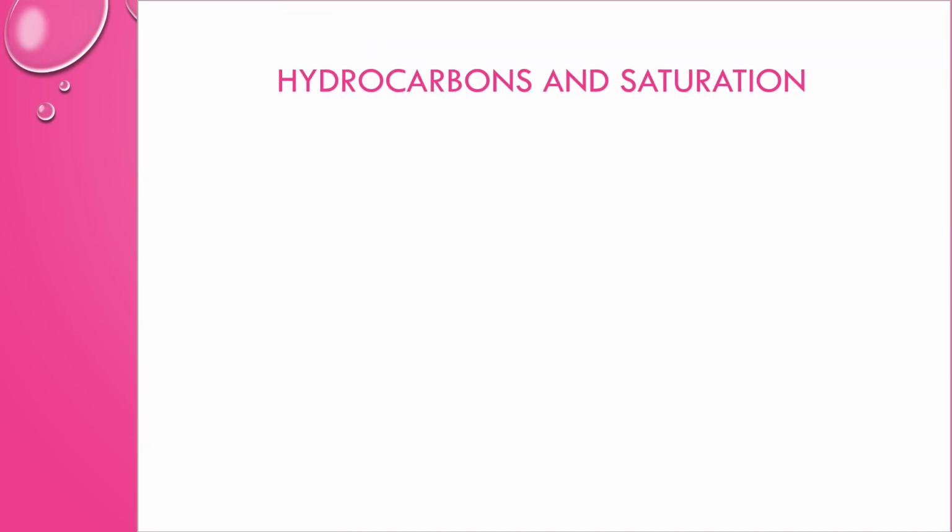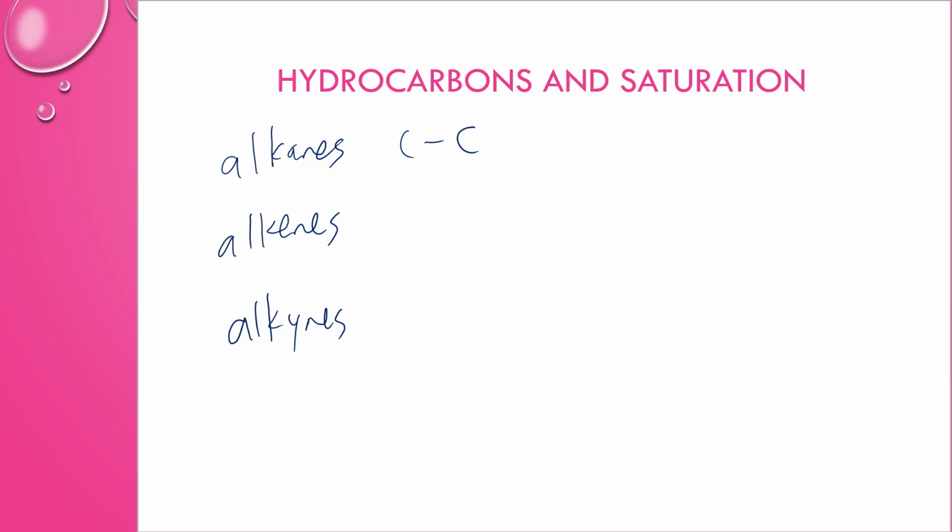Now there's three main types of hydrocarbons. We call them alkanes, alkenes, and alkynes. Alkanes have only single bonds between the carbons, only single bonds. If there's at least one double bond, we call it an alkene, and if there's at least one triple bond, it's an alkyne. For IB chemistry, you're really only going to deal with one double bond or one triple bond for this level of chemistry.